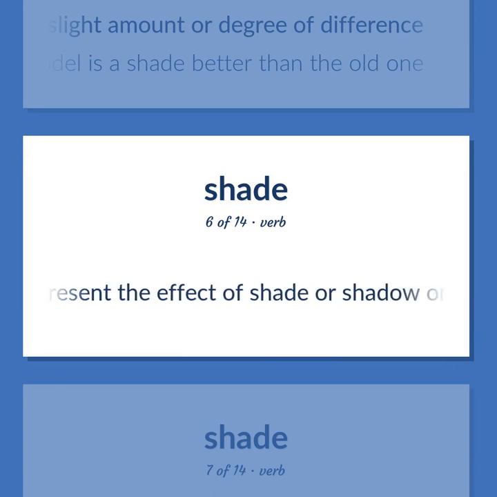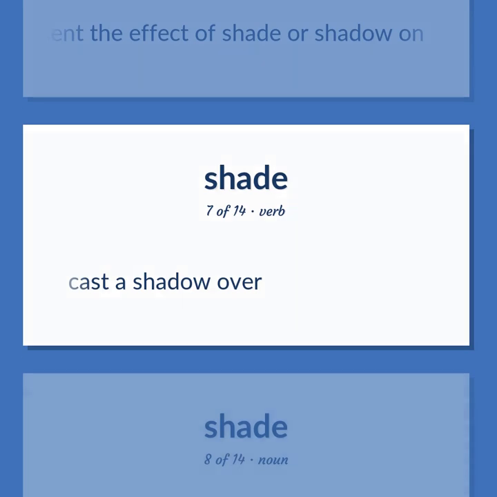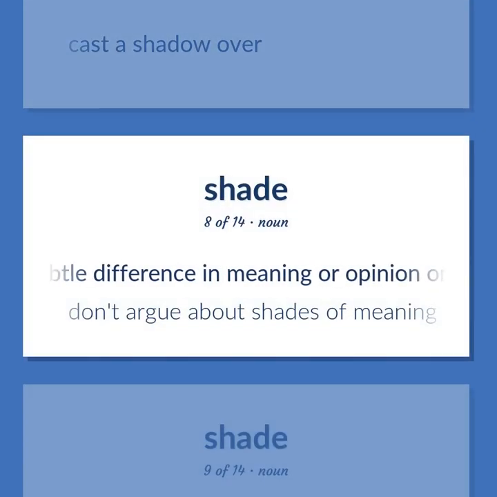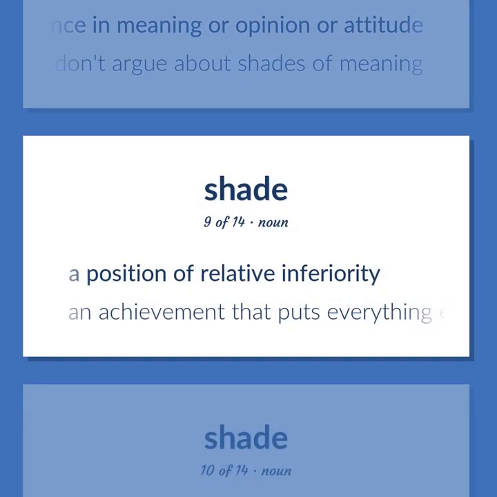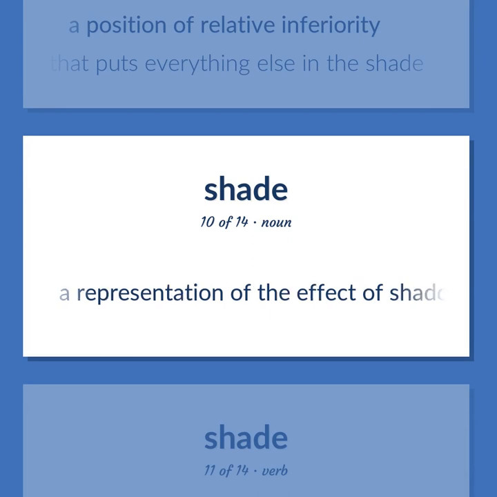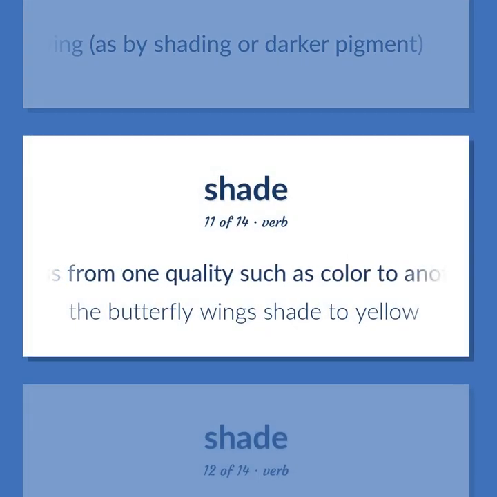Represent the effect of shade or shadow on. Cast a shadow over. A subtle difference in meaning or opinion or attitude. Don't argue about shades of meaning. A position of relative inferiority. An achievement that puts everything else in the shade. A representation of the effect of shadows in a picture or drawing, as by shading or darker pigment. Pass from one quality such as color to another by a slight degree. The butterfly wings shade to yellow.